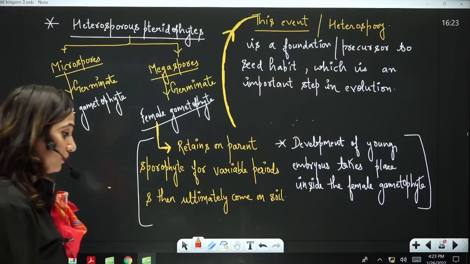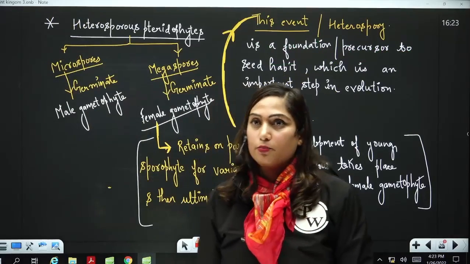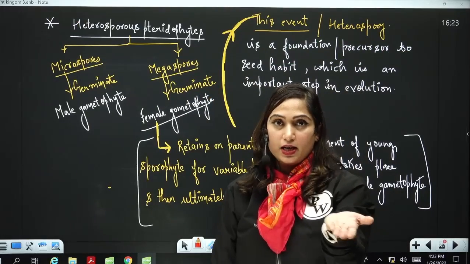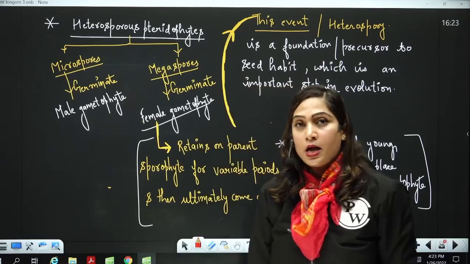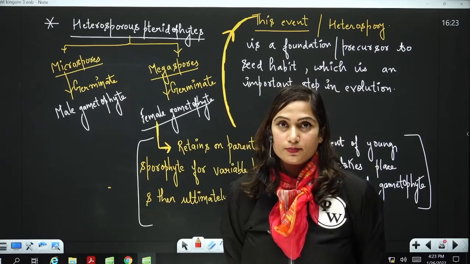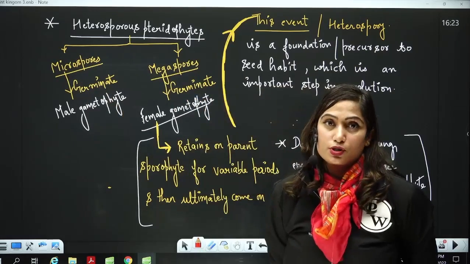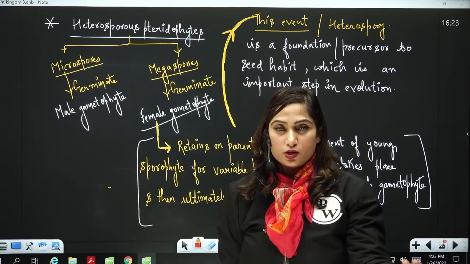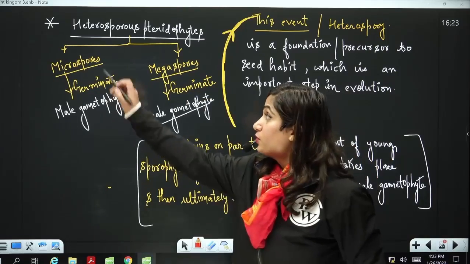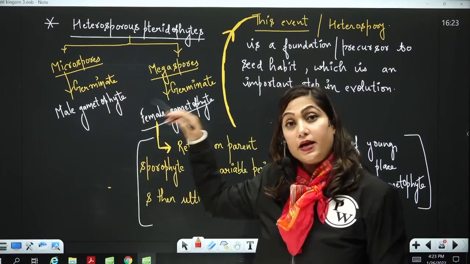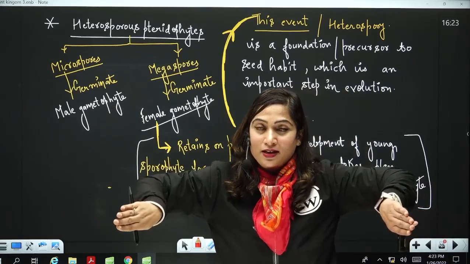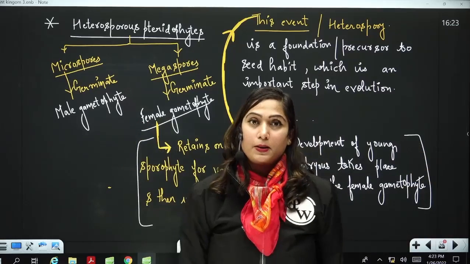Let's move on further. Now let's discuss something very important regarding the heterosporous pteridophytes. There are very few: Salvinia, Selaginella. What is special in these heterosporous pteridophytes? They will form two types of spores: microspores and megaspores. We know that the sporophyte's spores go into the soil and germinate to give the gametophyte. But here there are two types of spores. Microspores will germinate to give the male gametophyte, and megaspores will germinate to give the female gametophyte. That means they will have two kinds of gametophyte, male gametophyte and female gametophyte.